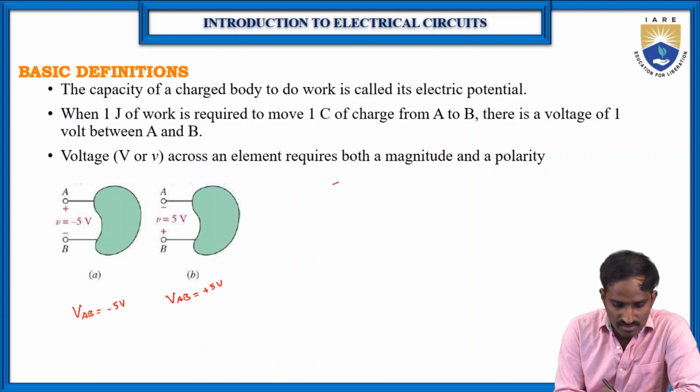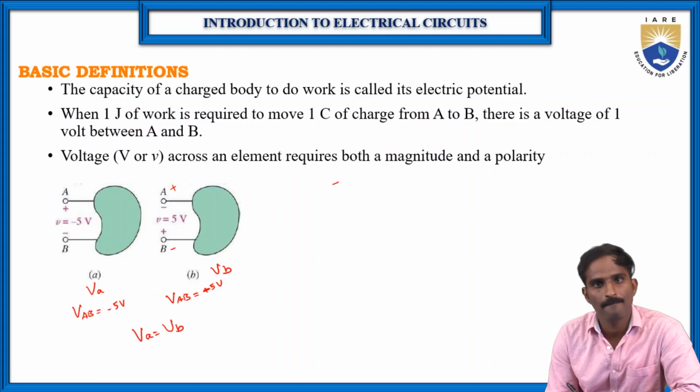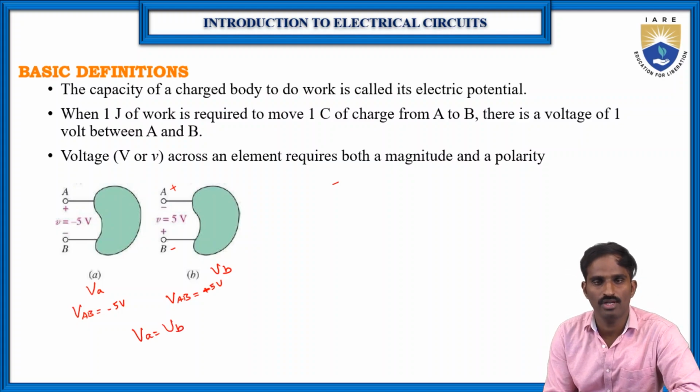So if the voltage across the point A is minus 5, and you want A to be positive and B negative, then you must represent VAB is equal to minus 5. So either you have to change the polarities of A and B, or you have to change the sign of the magnitude. Practically, in the first case, let us consider VA and this is VB, then VA is equal to VB. Both magnitude and polarities are same.